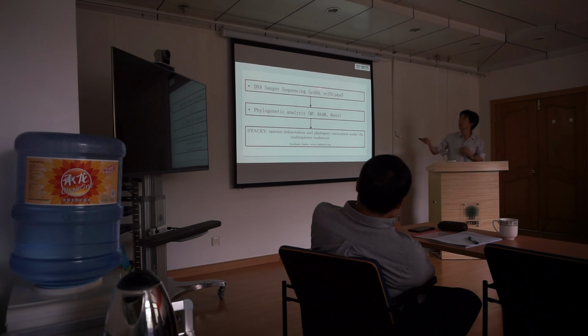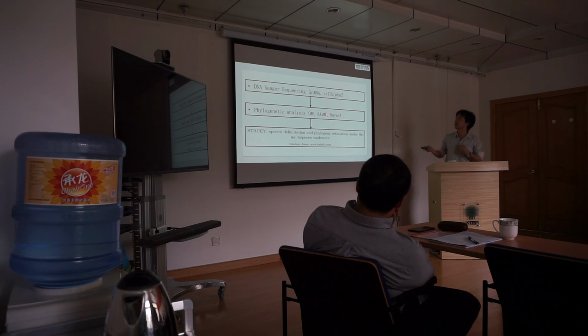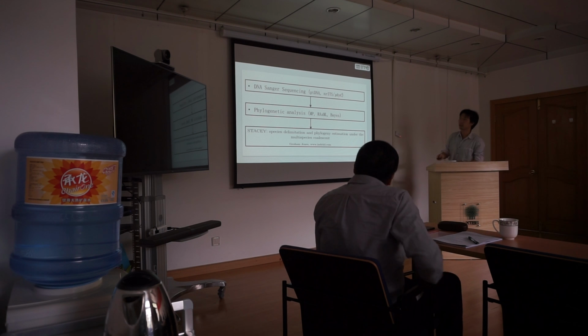DNA sampling, and then chloroplast DNA and nuclear DNA markers. And then here is the orthodox phylogenetic analysis, maximum parsimony and then maximum likelihood and Bayesian. And here is the STACEY species delimitation analysis. The reason why I did this is to objectively assess the species boundary between the closely related species in the genus.